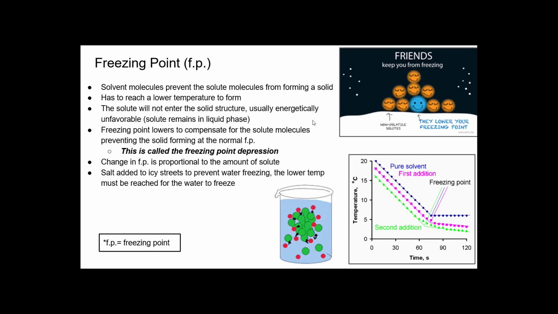The solute will not enter the solid structure. It's usually energetically unfavorable because it has to work harder to do that. And remember, in freezing, it has to remove energy in order to come together. But in this case, it has to work harder, with more energy removed, to come together. The freezing point lowers to compensate for the solute molecules preventing the solid from forming. This is called freezing point depression.